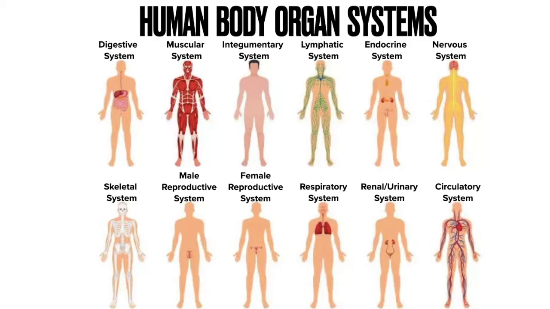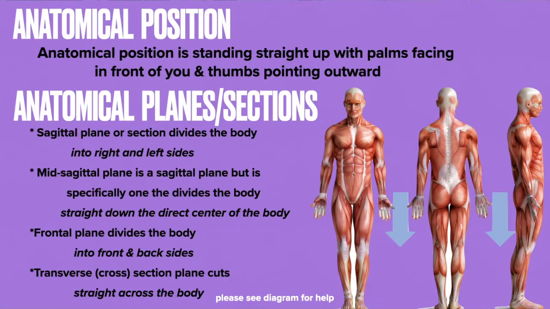Now we're going to focus on anatomical position. Anatomical position is standing straight up with your palms facing in front of you, and your thumbs are pointing outward away from you. Now, we're going to be also focusing on certain planes or sections of the body.